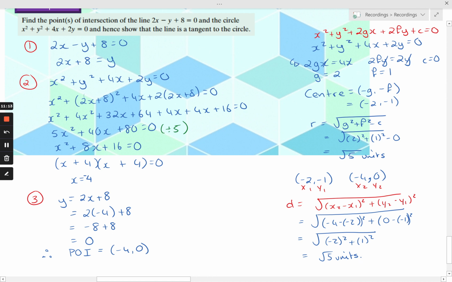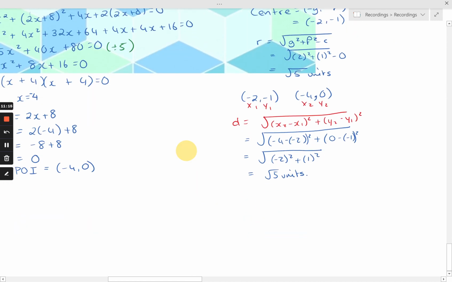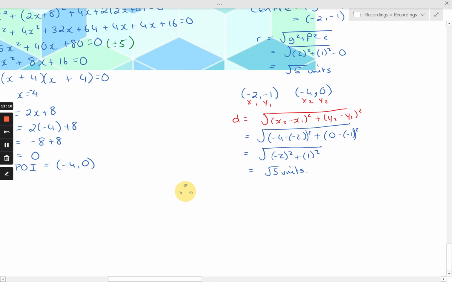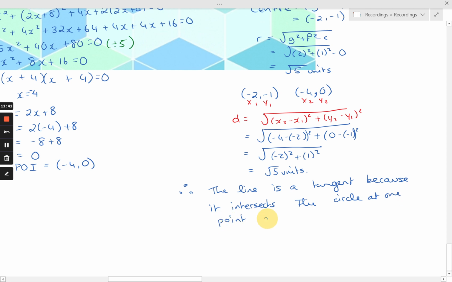So now, because it says hence show, we have to remember to finish with a conclusion. Therefore, the line is a tangent because it intersects the circle at one point and is perpendicular to the radius. Okay, so we're basically defining what a tangent is.